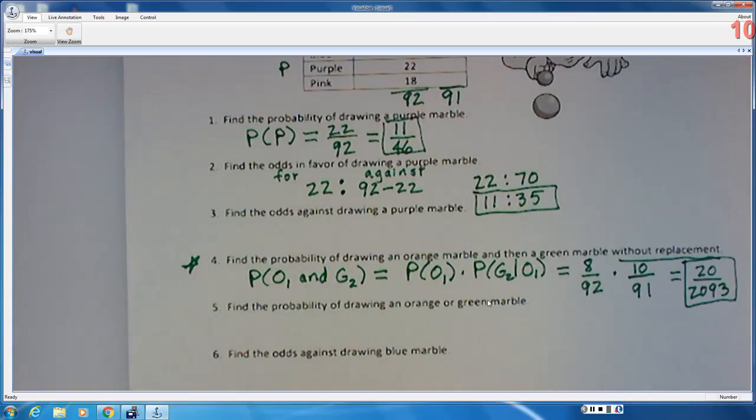And one more question, what's the odds against drawing the purple marble? What do we have to do there? We already figured out the odds for are 11 to 35. If you want the odds against, we put against first, colon for. So you don't have to do all this work again for the second, third problem. You just have to switch these numbers and put a colon in them. Okay? Does that make sense?